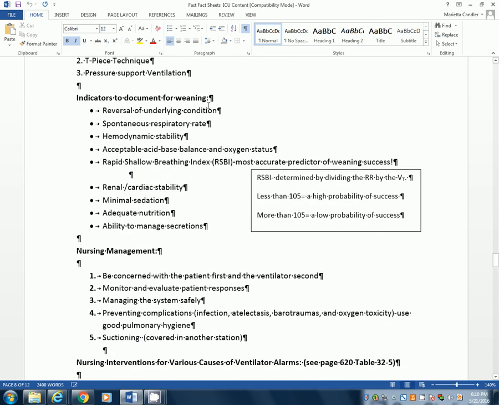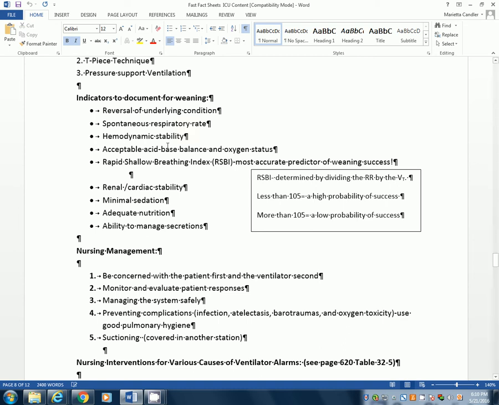How do I know someone's ready for weaning? Remember what I said the number 1 thing was? Reversal of the underlying condition. Reversal of the underlying condition, number 1 thing. Also, you need to know these. Spontaneous respiratory rate would be important. If they're not breathing on their own, they're still very heavily dependent on the ventilator, they don't need to come off.